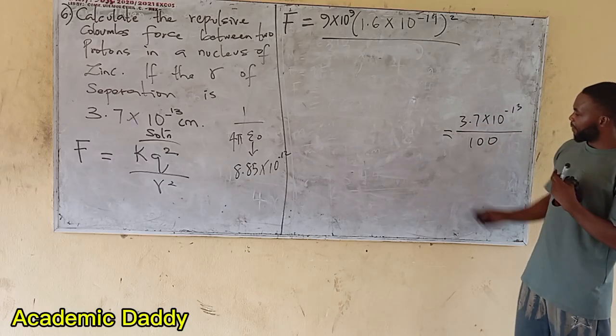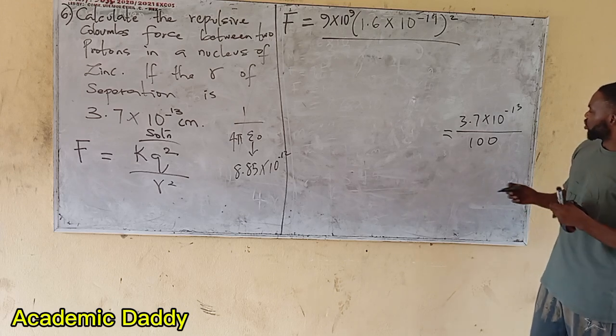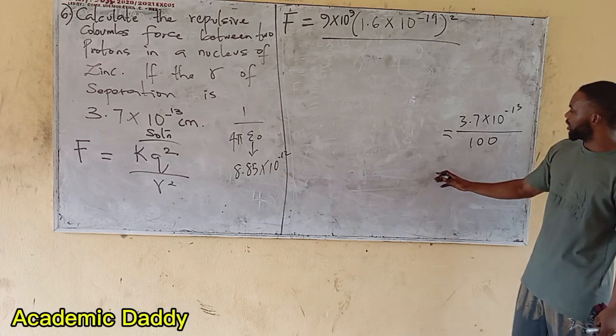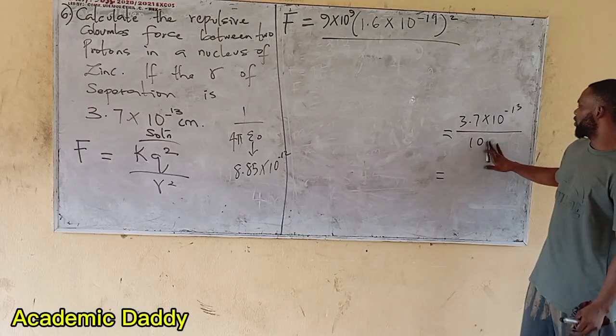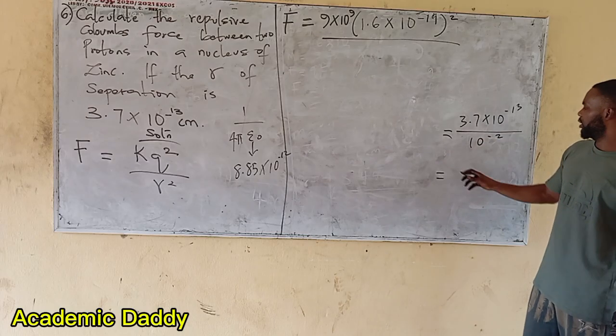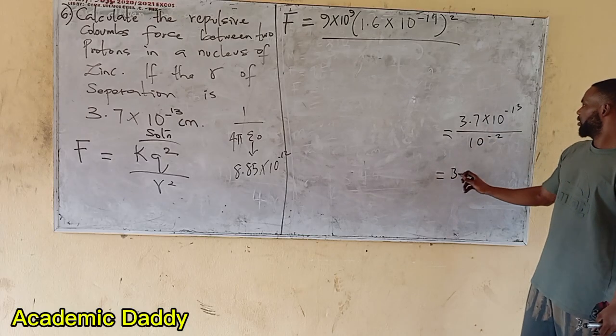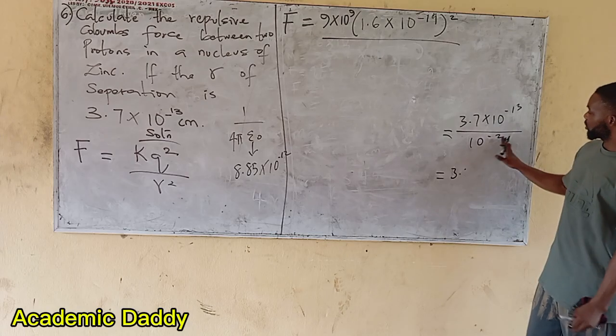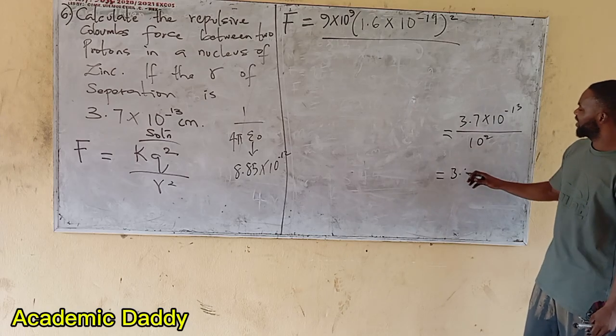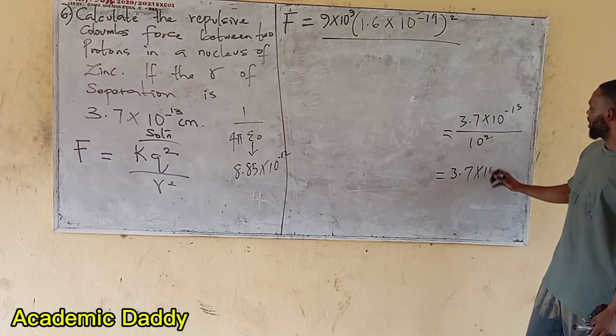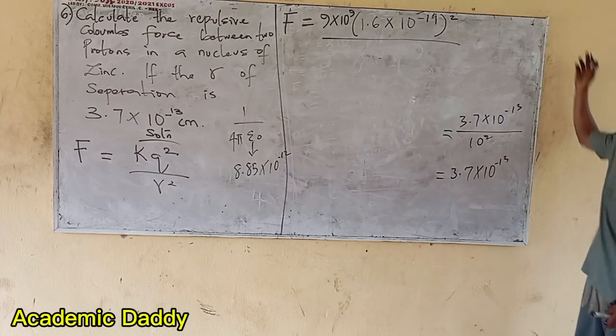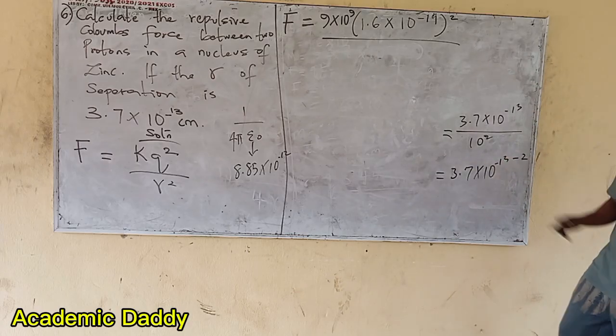Because I know that there are people that need me to do what I'm doing. So converting cm to meter, divided by 100, which is the same thing as saying 10 raised to the power minus 2. Shall we? Which is now going to be 3.7 times 10 raised to the power minus 13. If this is coming over, it becomes minus 2, which is what I need.